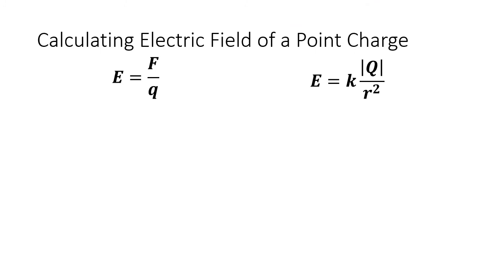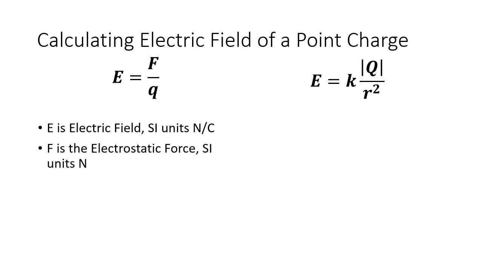Calculating the electric field of a point charge. Here we have two equations that we can use to calculate electric field. One is force over charge, and the other one is that constant k, the 9 times 10 to the 9, times the charge divided by r squared.